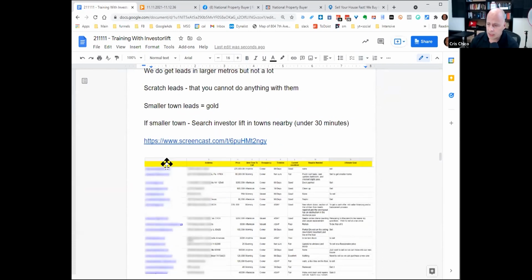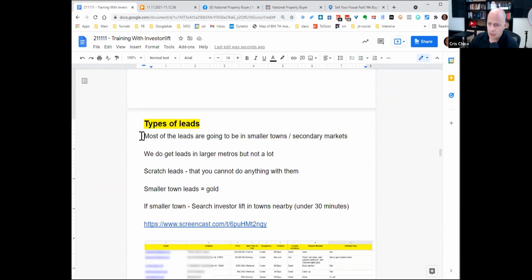Now, the type of leads that we get, generally speaking, most of the leads that we get are in the smaller towns and secondary markets. We don't get that many leads in the primary markets, right? So if you wanted to target, for example, I'm in Florida, in Broward County. If I wanted to target properties here in Broward County, I would basically just give free money away to Facebook all day long. And it would just really be a struggle. So when we're advertising, we really are getting, for the most part, smaller and secondary markets, not primary markets.